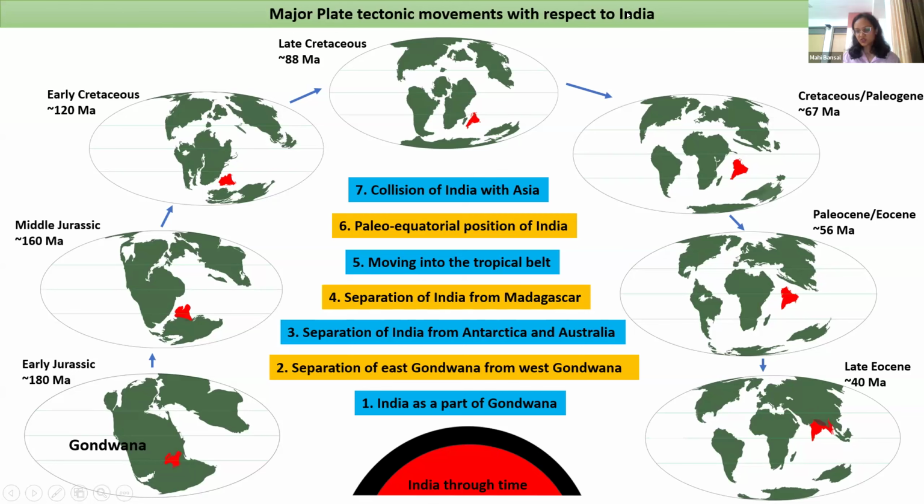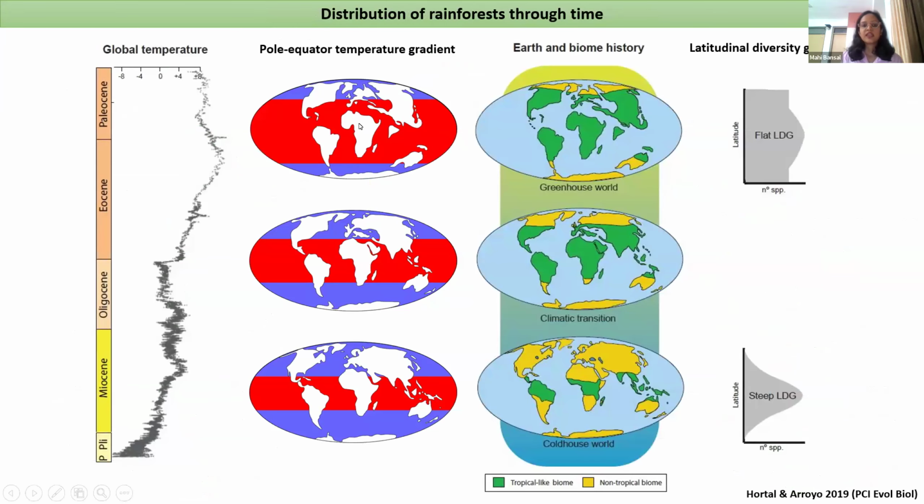It entered into the tropics around 70 million years ago, and then straddled at the equator around 56 million years ago before finally colliding with the Southeast Asia around late Eocene, around 40 million years ago, and then it attained its final position. Now, when India was straddling at the equator, the global temperature conditions were quite high, both at the poles as well as at the equator.